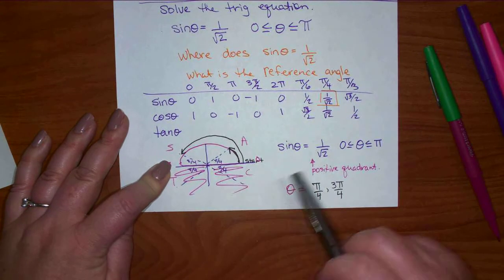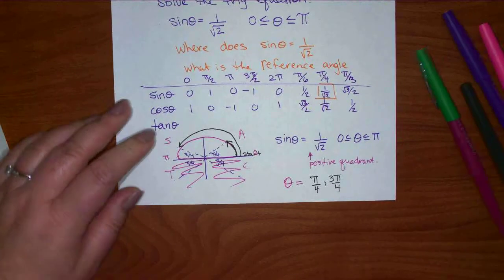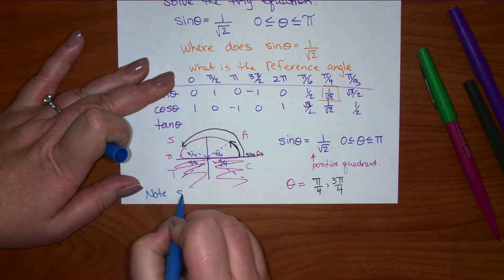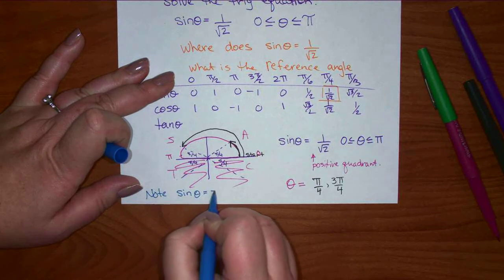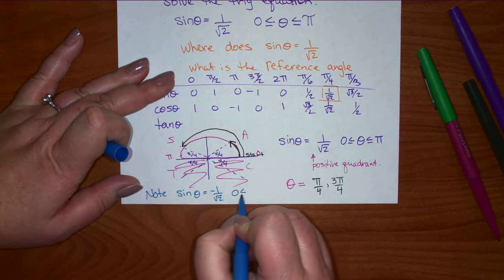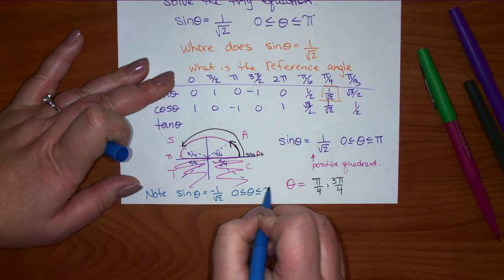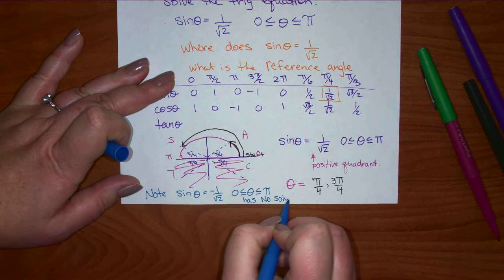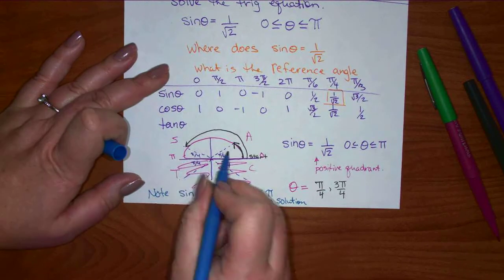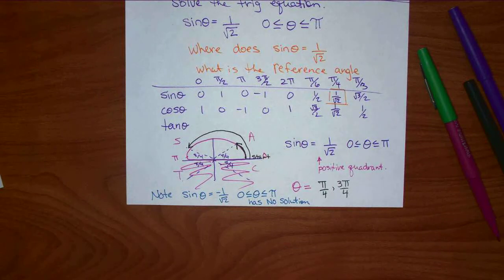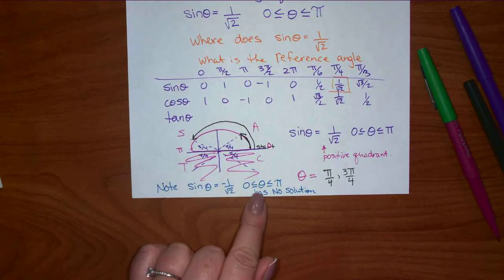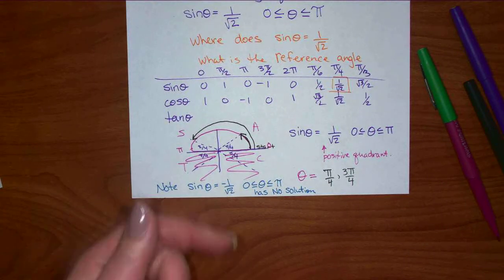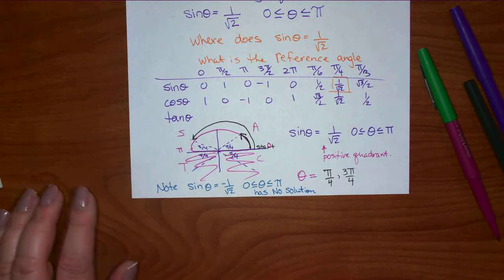So if I had said, let's just write that as a little note here, sine theta equals negative 1 over root 2, in between 0 and pi, what? Has no solution. And you could add to that, just say, because those two quadrants are positive, there's no negative answers in those two quadrants. So I would have had to give you a different interval. If I gave you a different interval, then yeah, you could answer, because you could go down to the bottom. Okay, so let's do another.